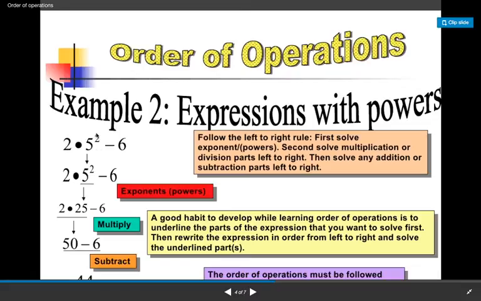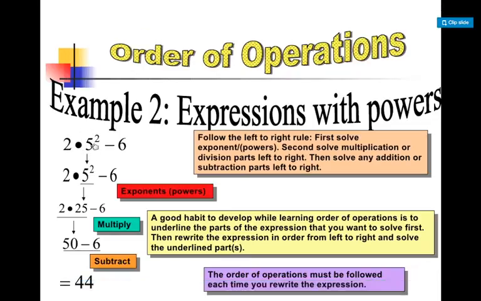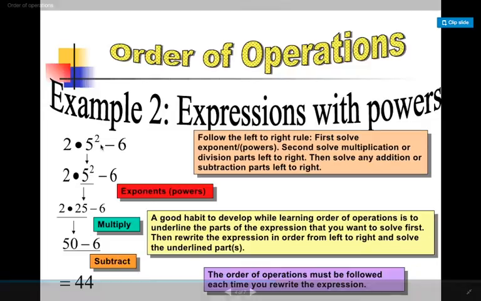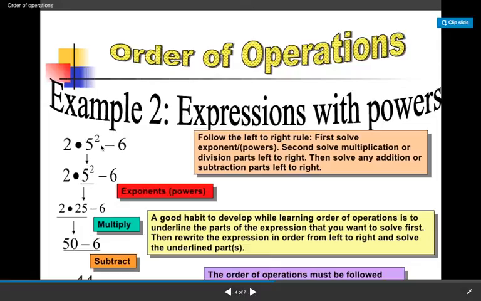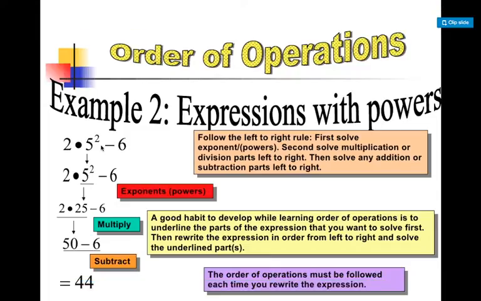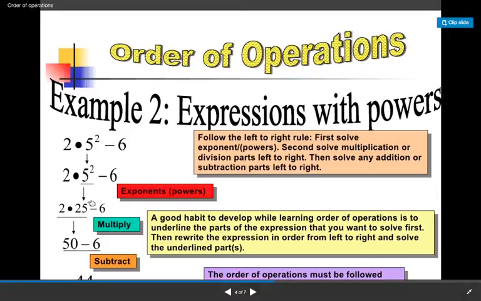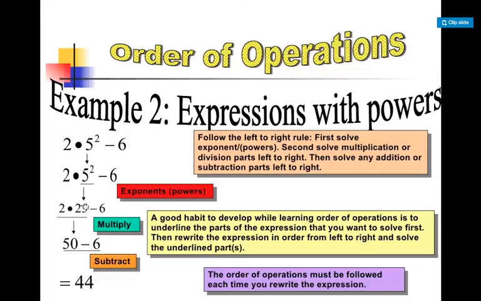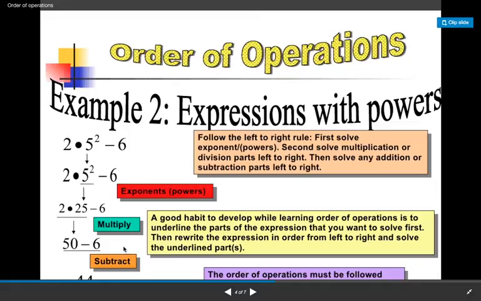When we have exponents, it's really important we remember that 5 to the second power, also known as 5 squared, does not mean 5 times 2. It means 5 times 5. So 5 times 5 is 25. So right here is where we get what 5 squared is. Next thing we're going to do is multiply. Then we're going to subtract.